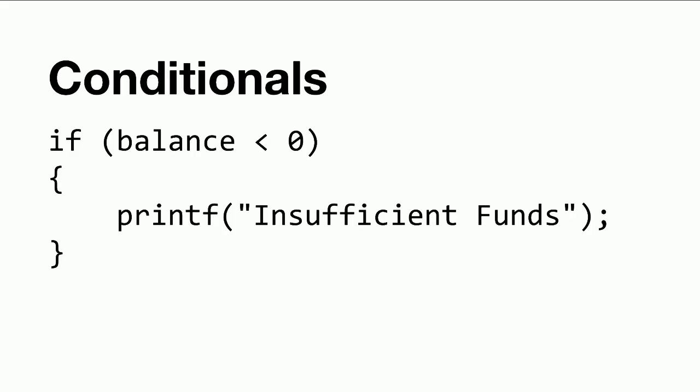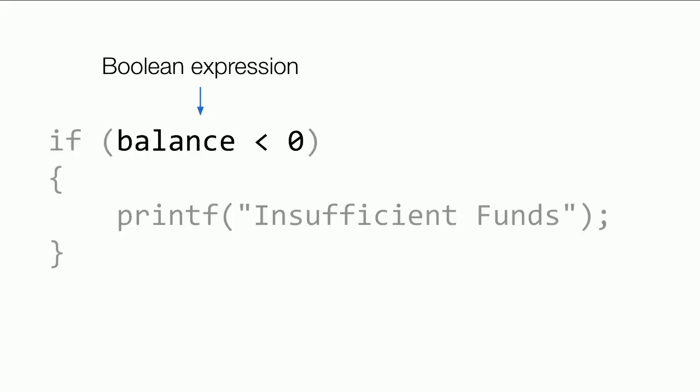In this case, going back to our wallet or personal finance app example, let's say I want to print out the balance, but I only want to do so if the person's balance is actually a positive number. So I have this statement here. If balance is less than 0, print insufficient funds. And let's break down what each piece of this does.